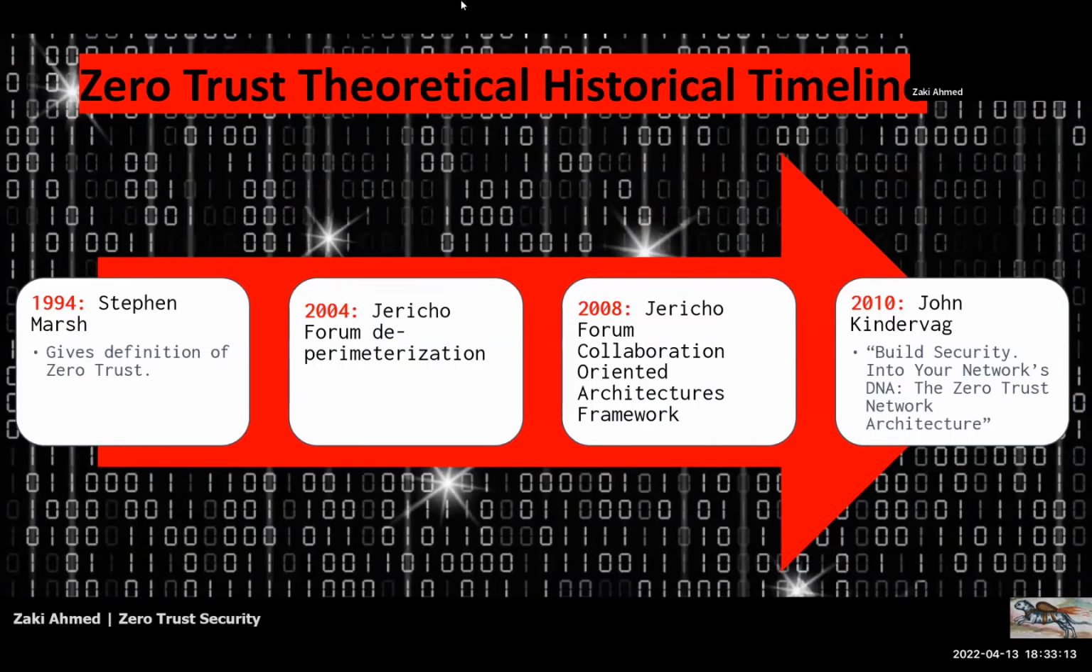The history timeline: the term zero trust was first used in 1994 by a scholar named Stephen Paul Marsh as part of his research, and then in 2004, the Jericho Forum defined and promoted deperimeterization. It's basically protecting an organization's system and data on multiple levels by using a mixture of encryption protocols and data-level authentication. Later, it was popularized around 2010 by John Kindervag.